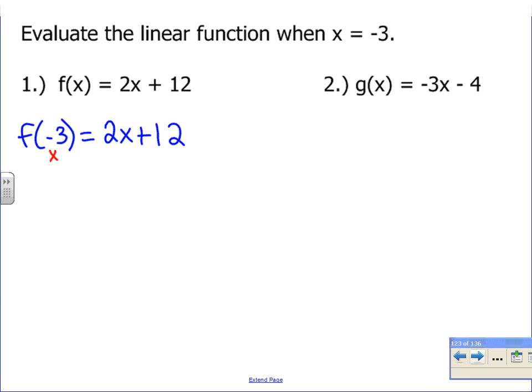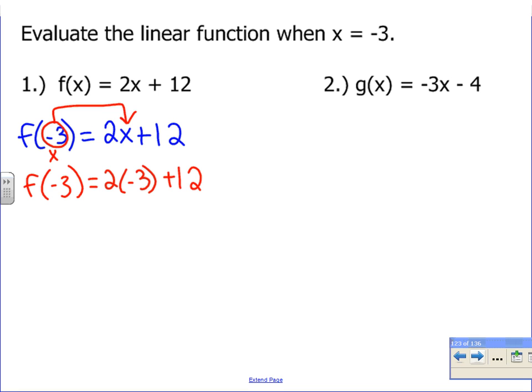I want you to put a little x underneath -3. Don't forget, that is the x value. Circle or underline or just draw an arrow. We are solving for y when x is -3. So we have f of -3 equals 2 times -3 plus 12.